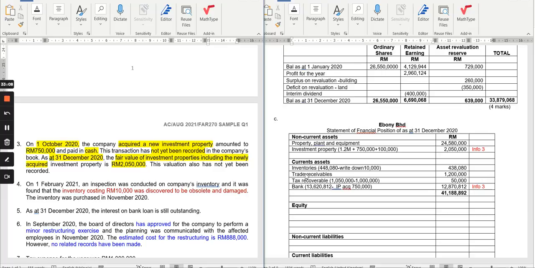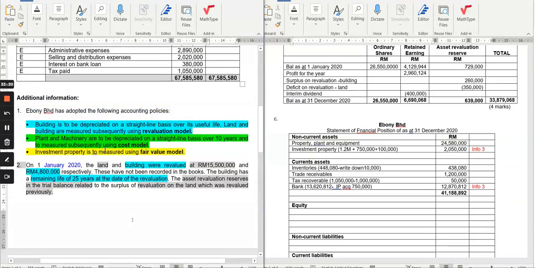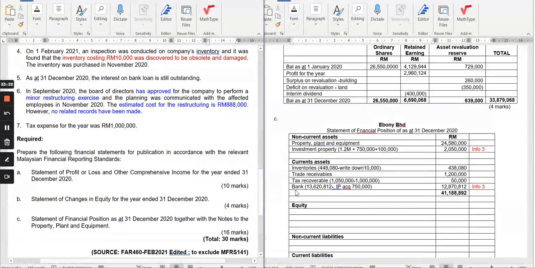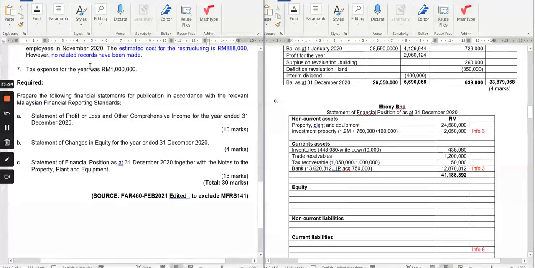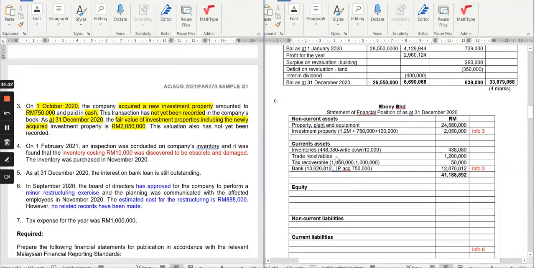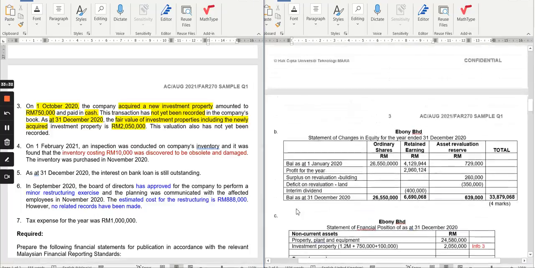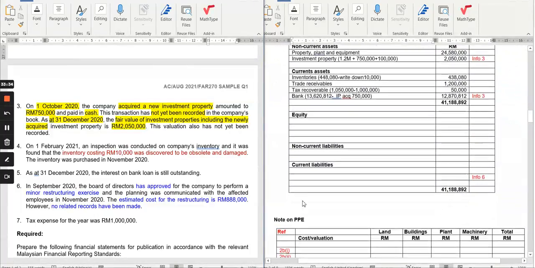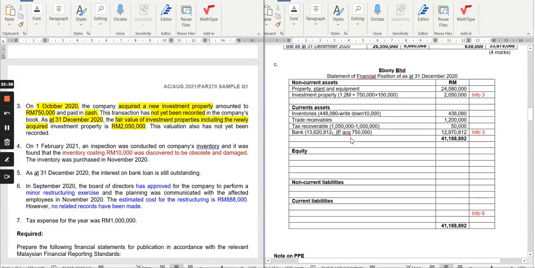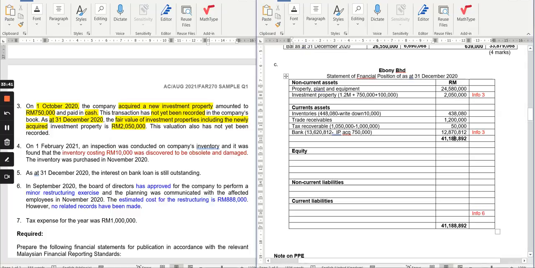We assume that it is already stated at the net realizable value, and the allowance for the impairment loss has been taken into consideration, and we are just doing the adjustments that have not yet been accounted for. So we assume the trade receivable is already at net realizable value. The tax recoverable, remember from information number 7, and from the last journal entry that we have done. Bank, we take out some cash to purchase our IP, so go and adjust that.